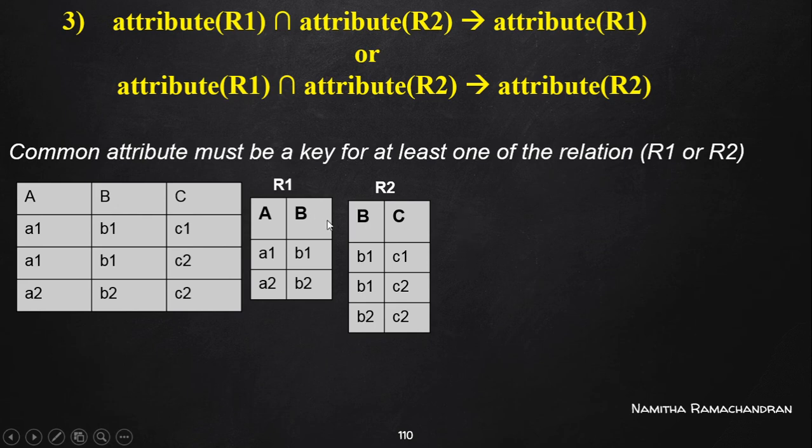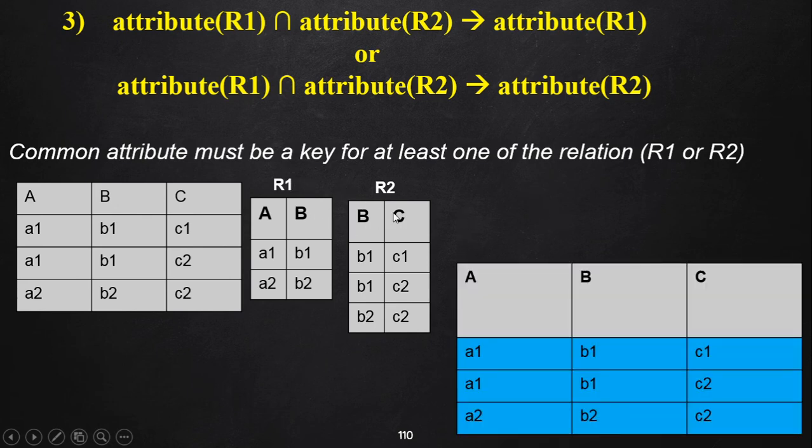Now we can consider the natural join operation between these two. So the resultant relation is like this. A1 B1 C1, A1 B1 with C2. Here the B field matches. Then A2 B2 C2. So this is the resultant relation after the join operation. This relation is exactly the same as our given relation R. So after satisfying the three different conditions, this decomposition becomes a lossless join decomposition.